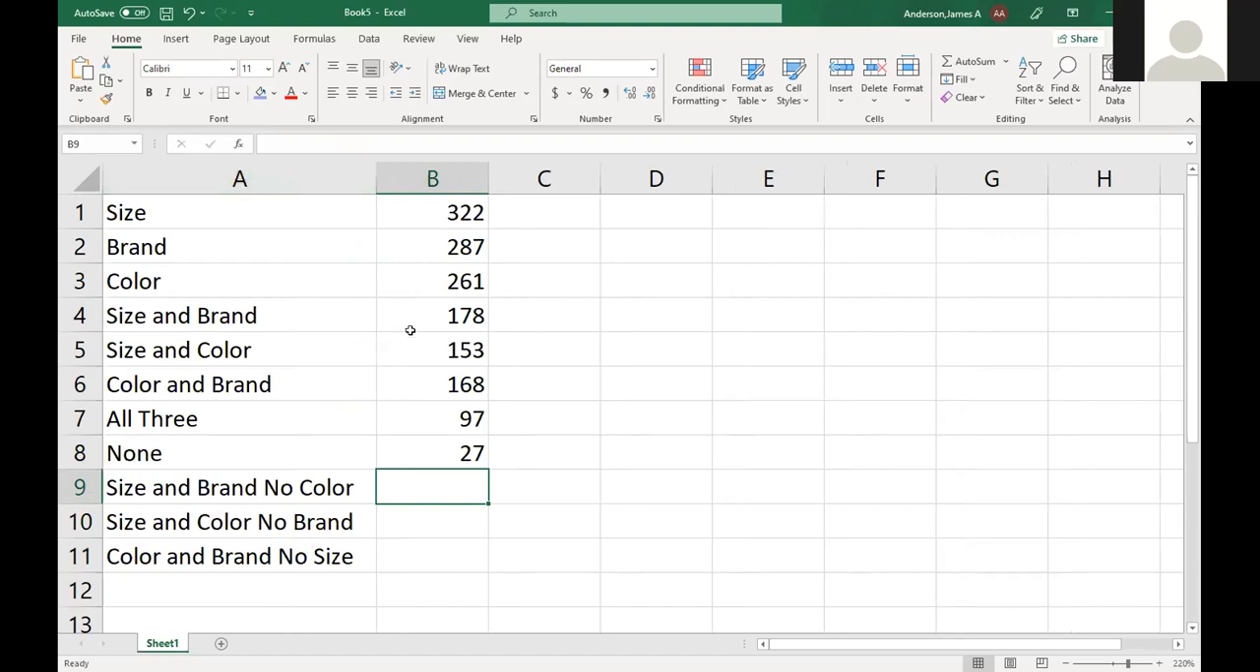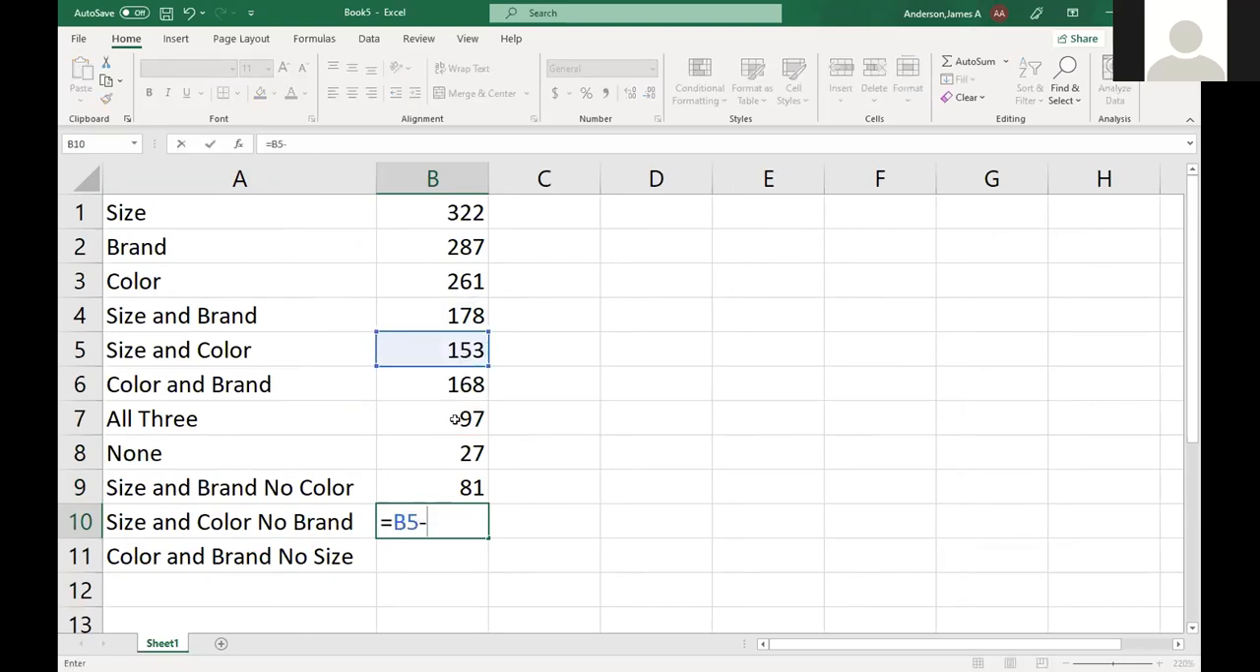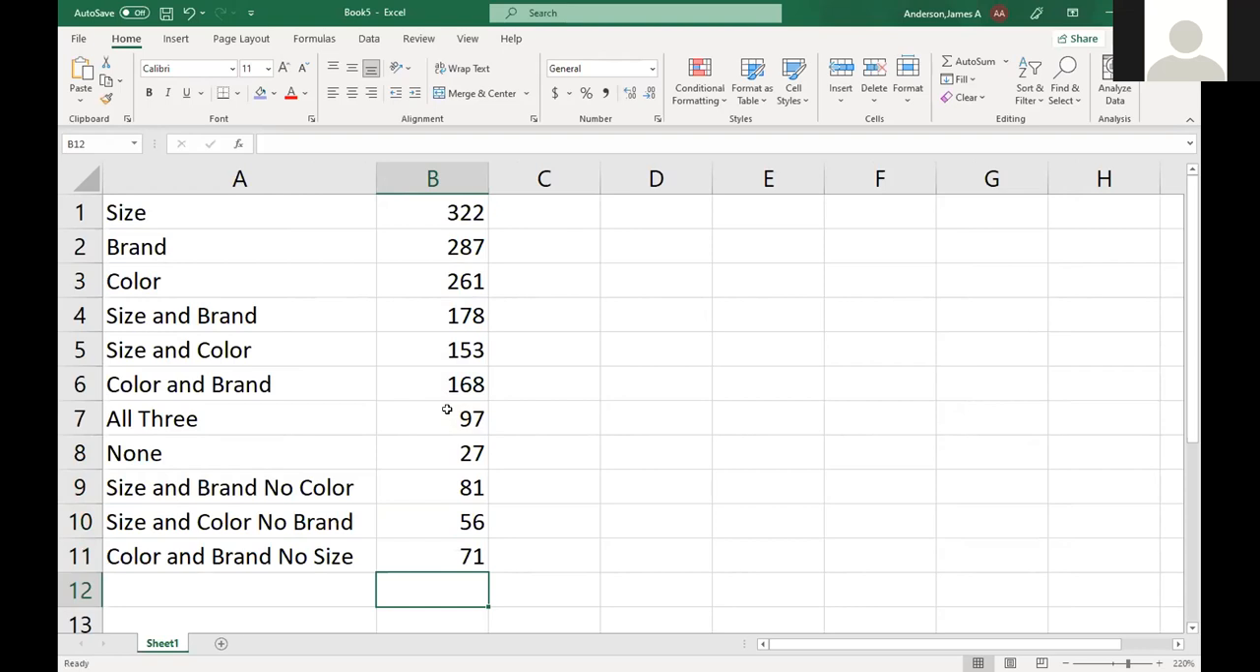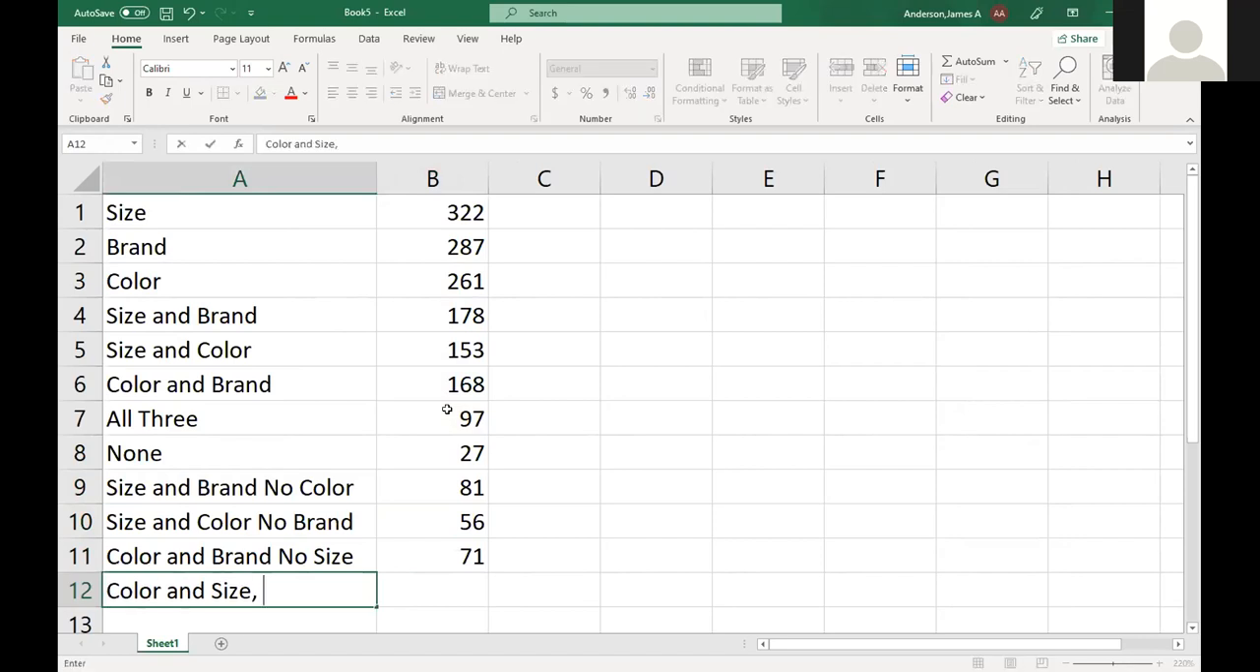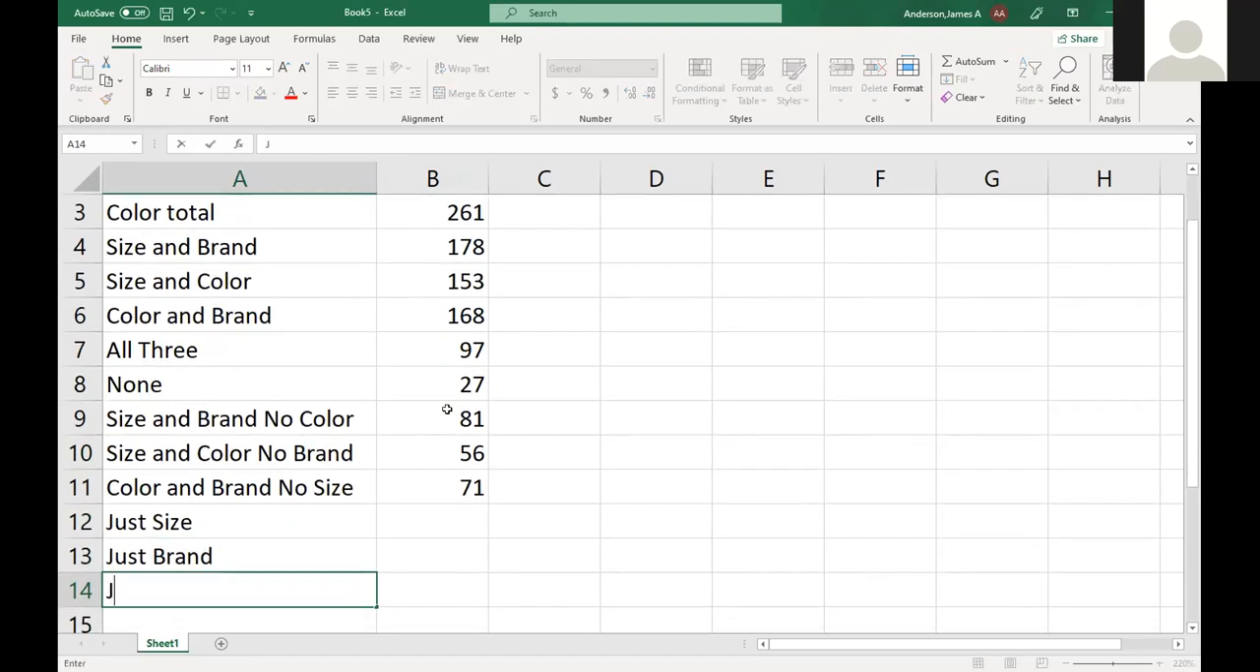So what I could do is take size and brand right here, and then I can subtract the 97, the all three. Size and color, 153 minus the 97 here. Color and brand, minus the 97. And then, three quick things, I have all my numbers. I could put up here size total, brand total, color total. So I had to figure out just size, just brand, and just color.